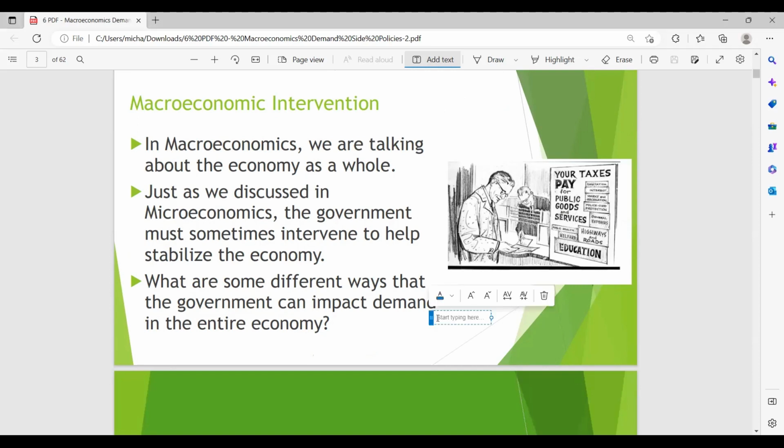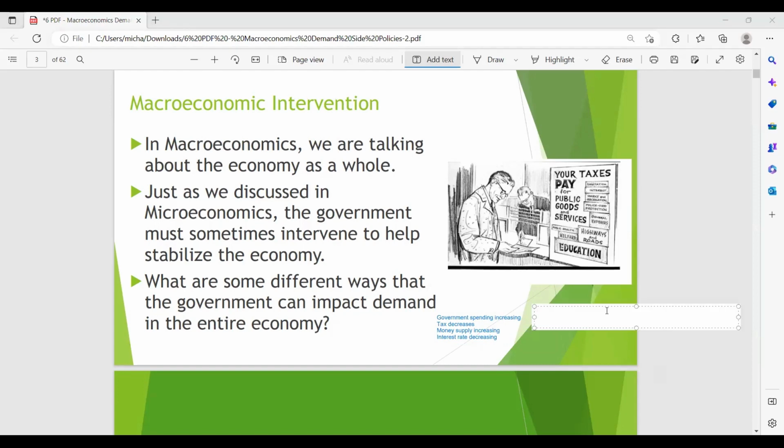Different ways the government can impact demand in the economy are government spending and taxation. So government spending increasing, taxes decreasing, money supply increasing, and interest rates decreasing. They can do a lot of that kind of thing. And for government spending increasing, what types of programs can they create to increase government spending? Does Berkey want to try?